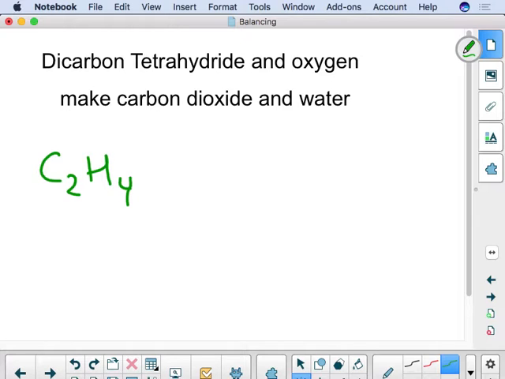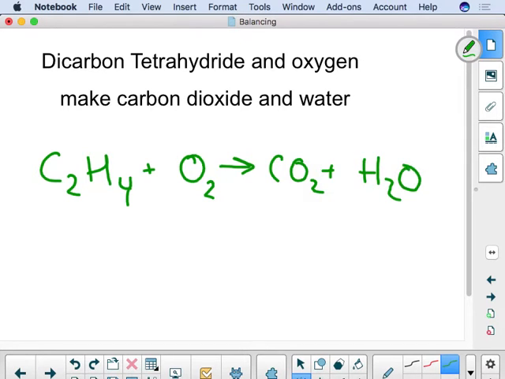Again, these are covalent compounds. They're both nonmetals, so they give us the prefixes. We don't have to do procedure X type stuff. And oxygen comes in diatomic packages. That's one of the things we're learning this week. Makes carbon dioxide, which is CO2, and water, which is H2O.